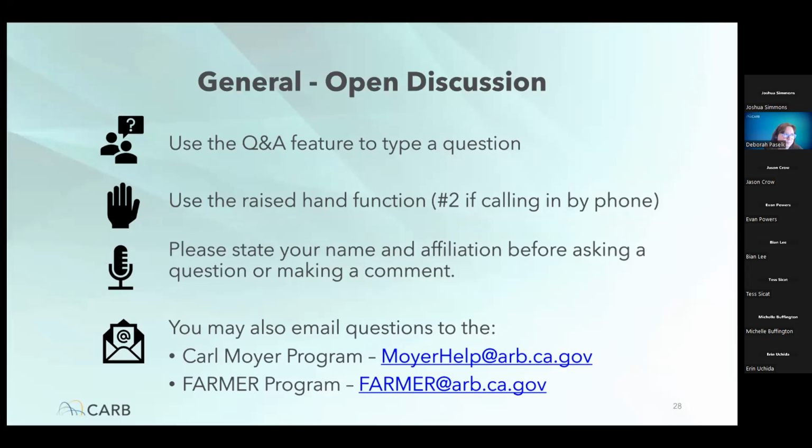Okay, the next question is from Shannon Holbrook. Are there any fleet size limits for farmers funding that is 10 or less for VIP? So yeah, I can take that. Evan Powers with the Farmer Program.